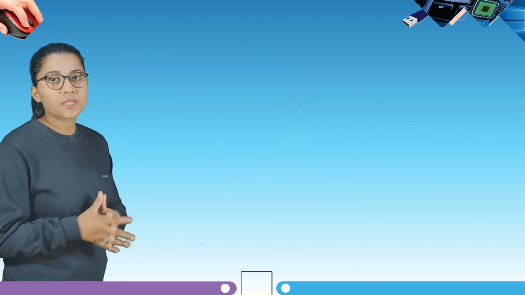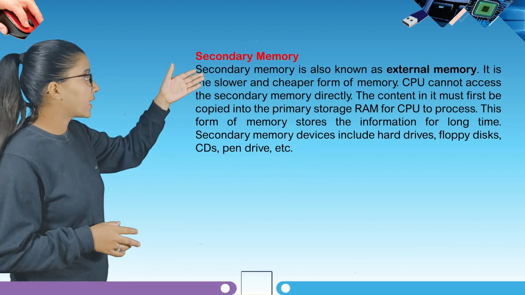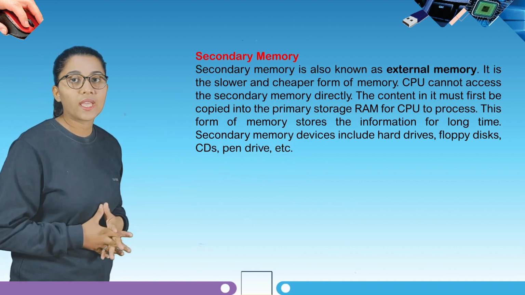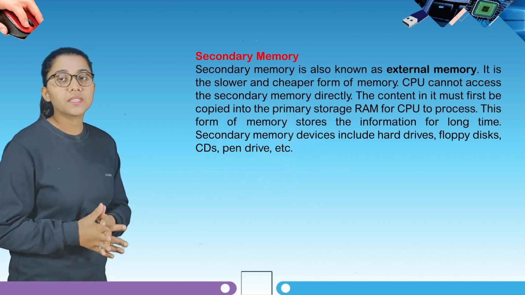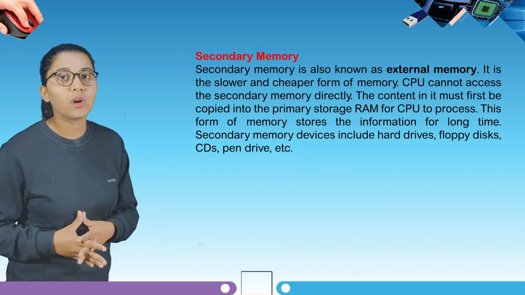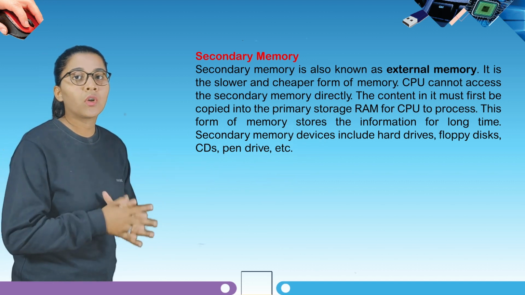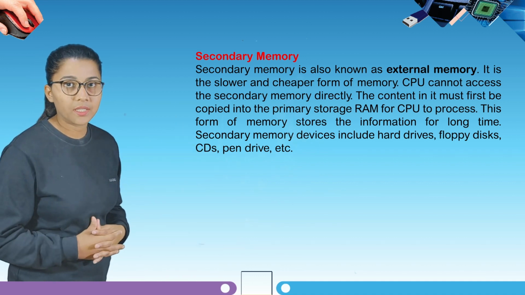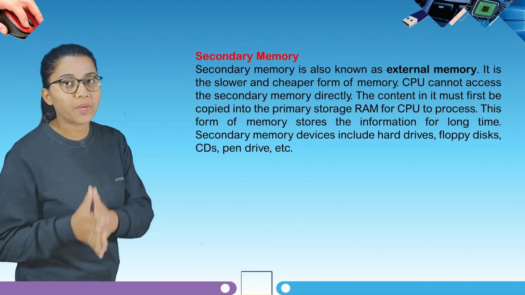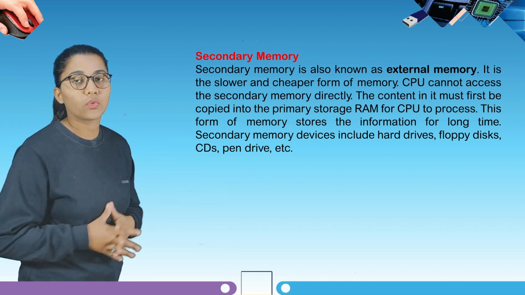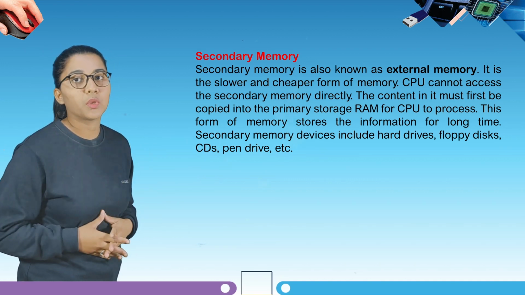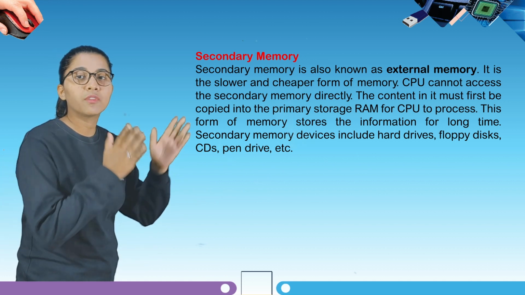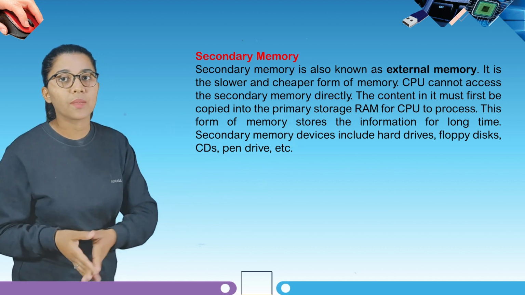So now students, let's learn about secondary memory. Secondary memory is also known as external memory. It is the slower and cheaper form of memory. CPU cannot access the secondary memory directly. The content in it must first be copied into the primary memory storage, RAM, for the CPU to process. This form of memory stores the information for a long time.